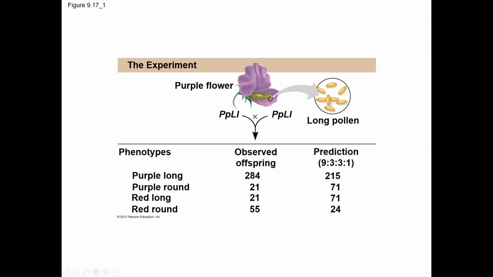And this can be seen here in the experiment with purple flowers and their pollen grains, if they have long pollen or round pollen. And so you can see the prediction of the number of offspring that should have occurred with these phenotypes, but what you'll notice here is that actually many more of them were actually purple and long compared to what should be predicted, and less were purple and round and red and long compared to the prediction. So the observed numbers are not the same as what was predicted.